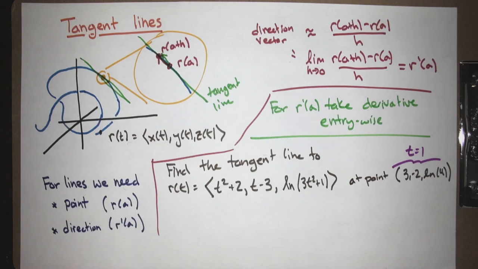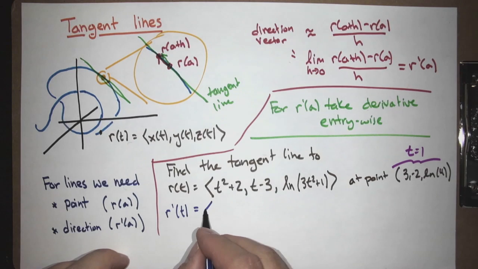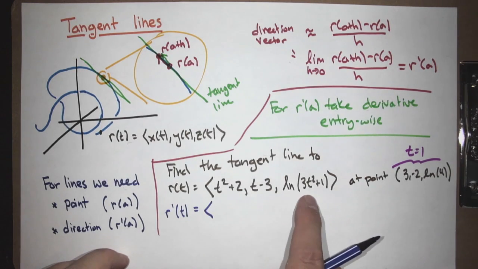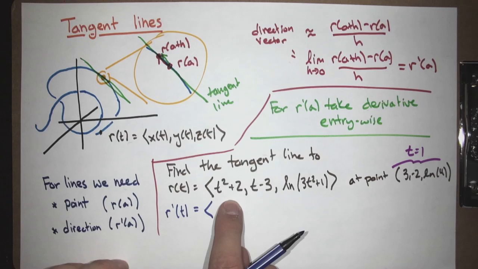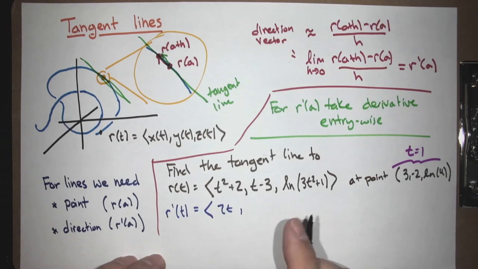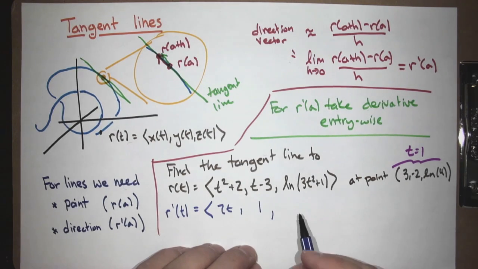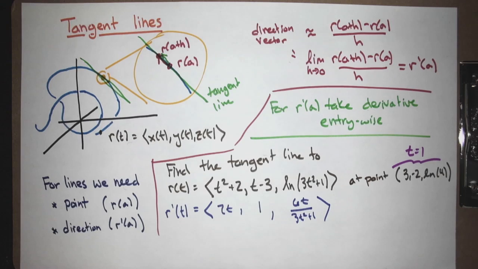What do we need to do next? Take the derivative. All right, so here we go. Taking the derivative, we're going to take it one piece at a time. Derivative of t squared plus 2: 2t. Derivative of t minus 3: 1. Derivative of natural log of 3t squared plus 1: 6t over 3t squared plus 1.